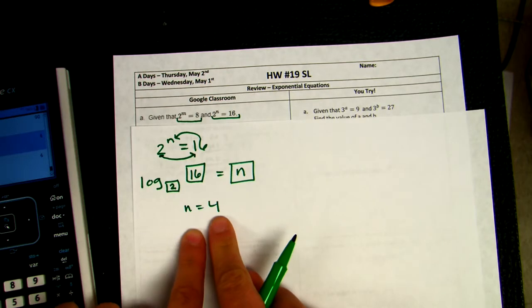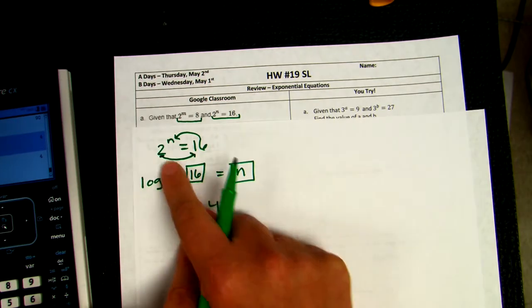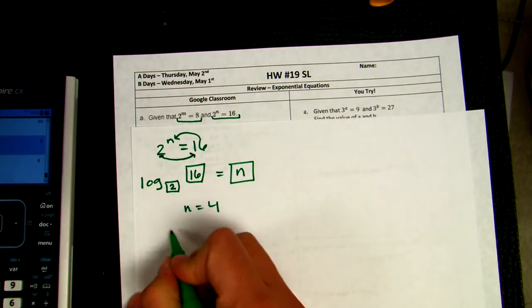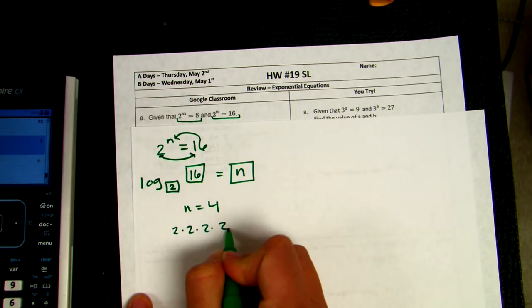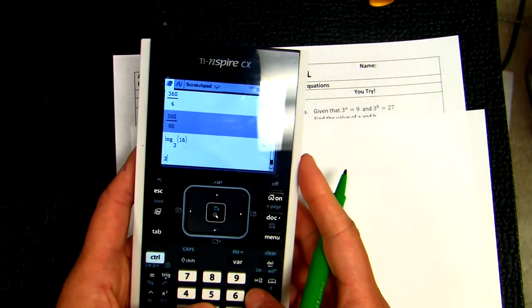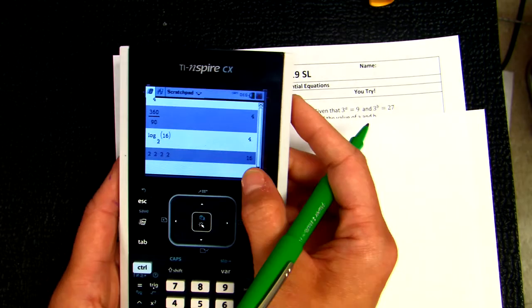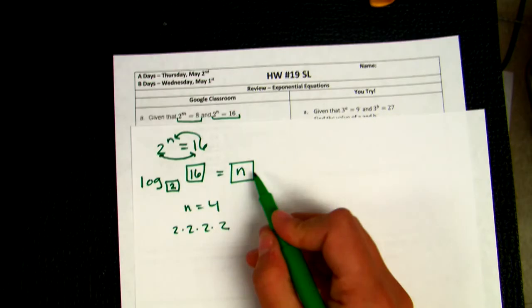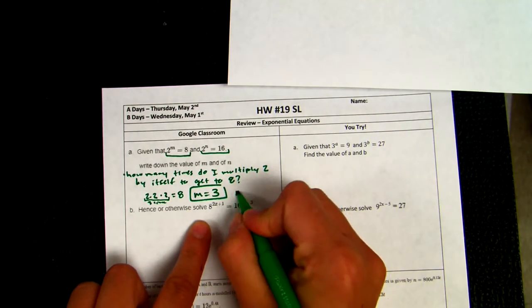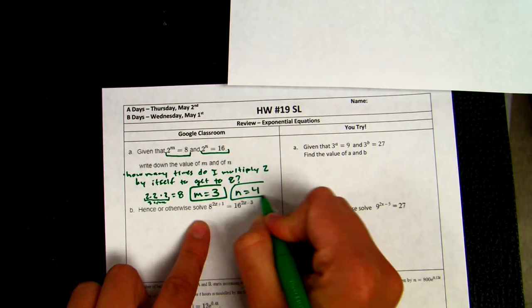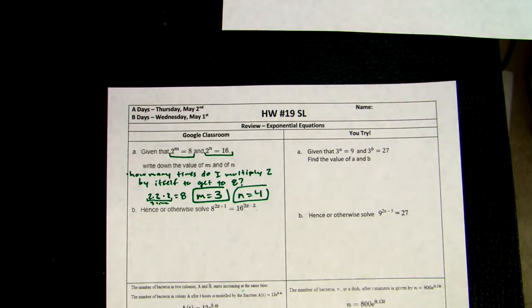Let's see if that checks out. That means that if I multiply 2 times itself 4 times, I should get to 16. So 2 times 2 times 2 times 2. I pop that in my calculator, that gives me 16, so that checks out. So my answer there is m is equal to 3 and n is equal to 4. So 2 different methods for solving that.